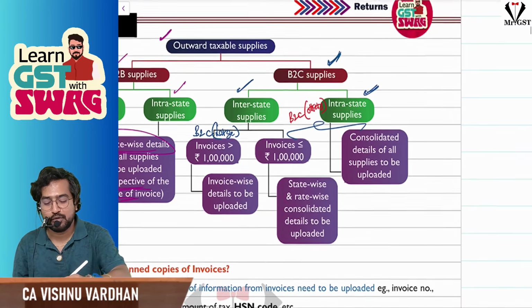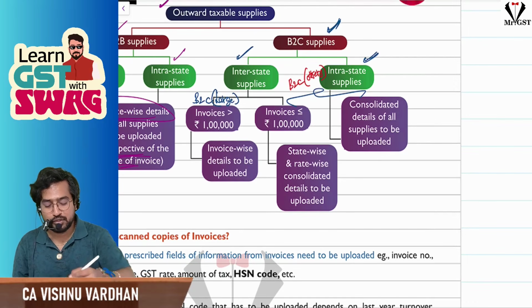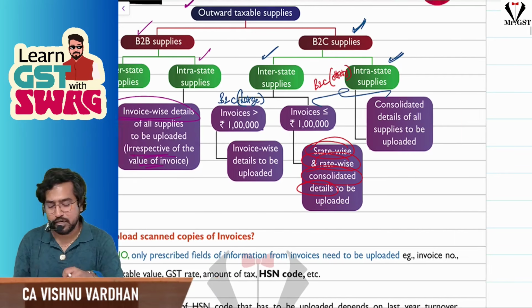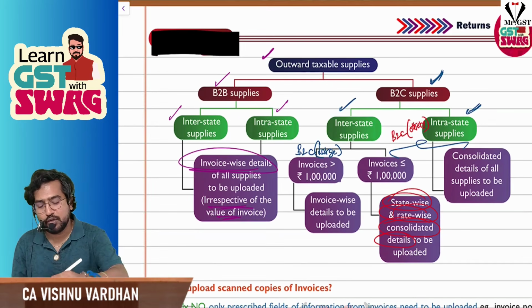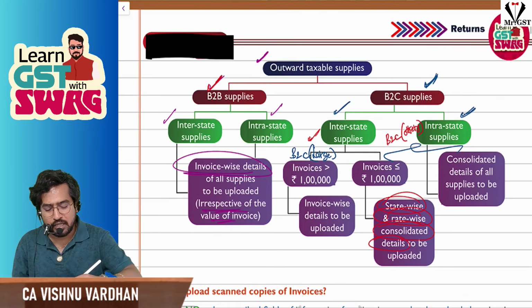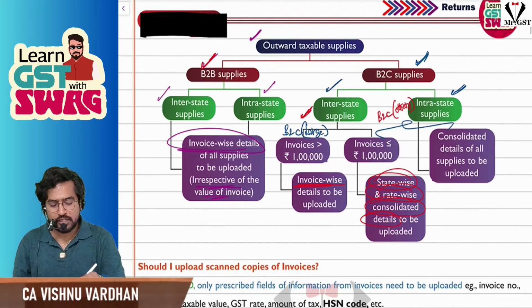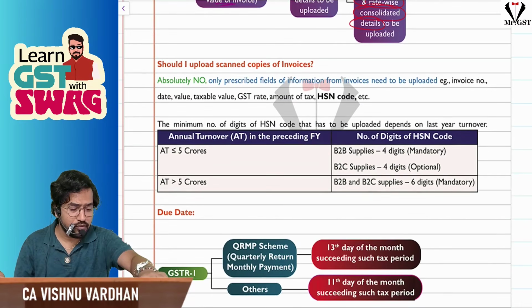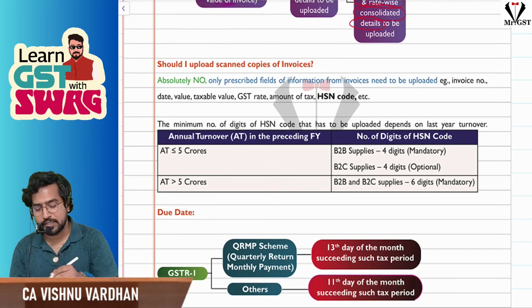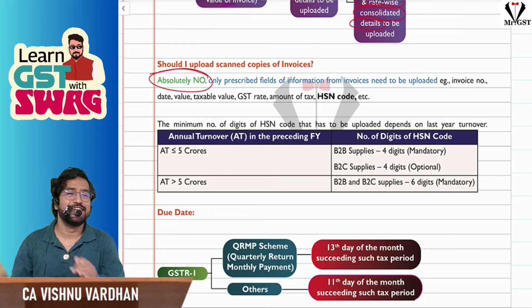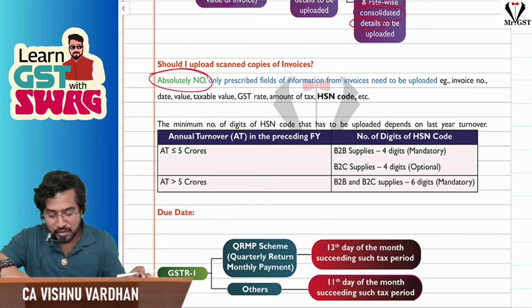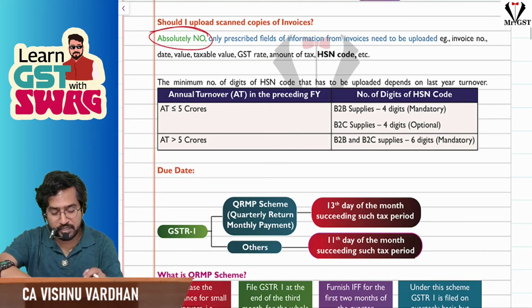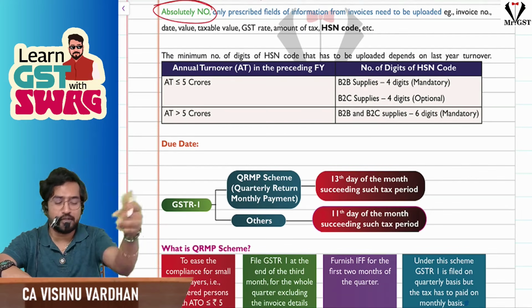B2C others, how do you do that? You should give state-wise, rate-wise consolidated details. Clear? What should be given invoice-wise? As you all know, B2B and B2C large should be given invoice-wise in the return. Shall we move on? Next, should I upload the soft copies of invoices? No, that is all gone. Scanned copies are not required as of now. Maybe in future the government may bring that, depending on the loyalty of the taxpayers.